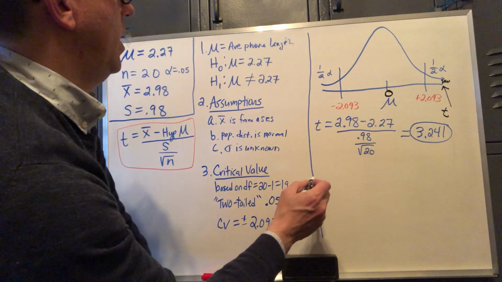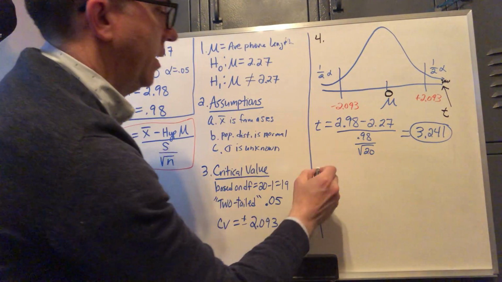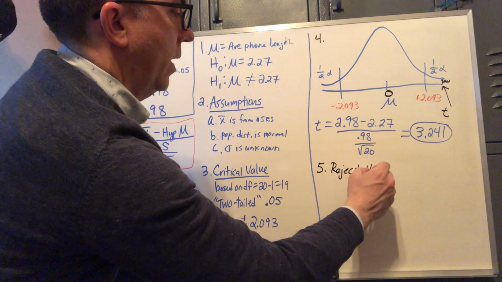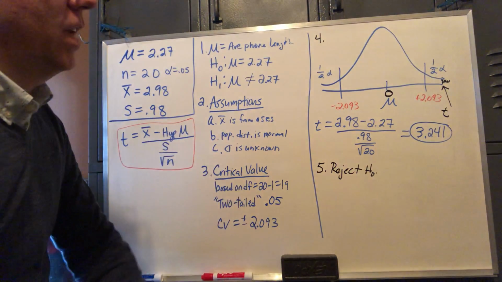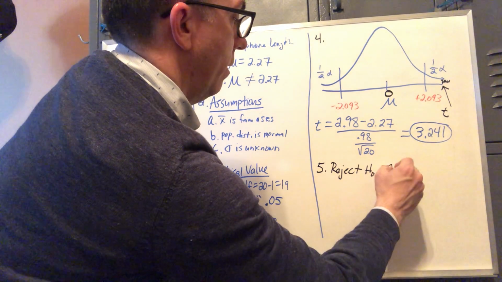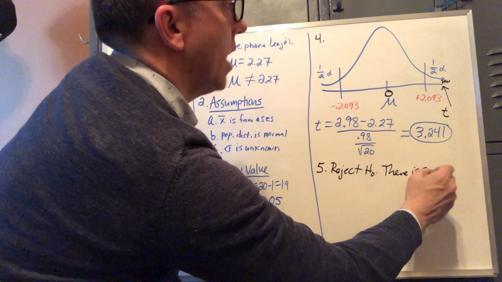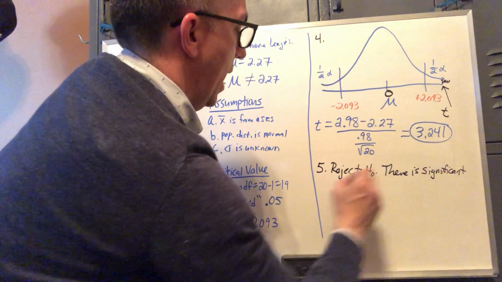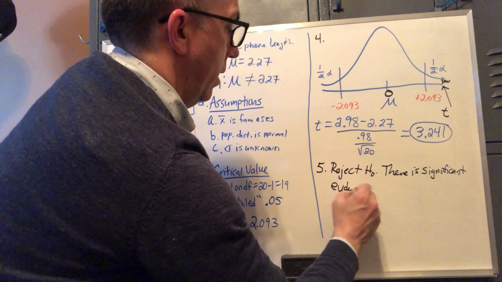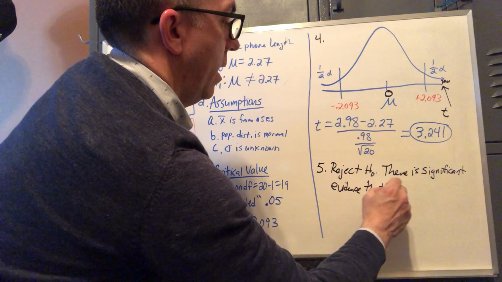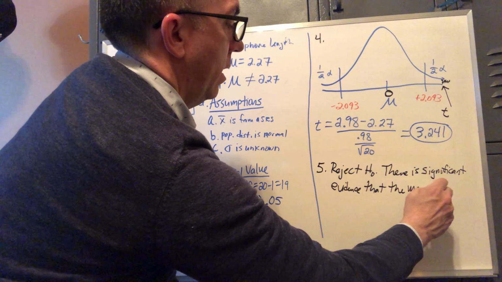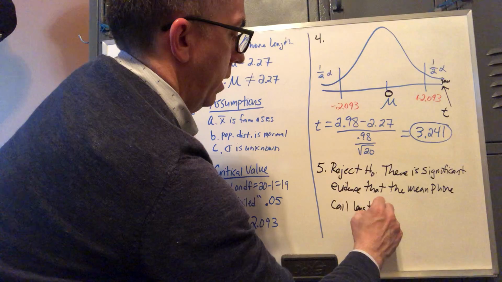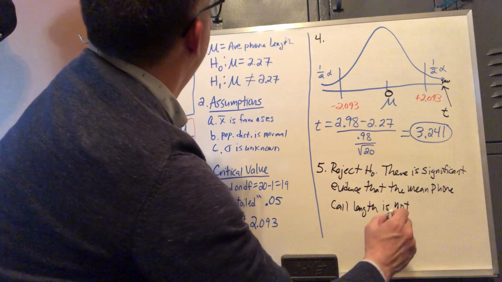So our conclusion, which is, wait, this is step 4. Step 5 is we're going to reject H0, the null hypothesis. And then I write these words the same every time, if you haven't noticed. There is significant evidence that the mean phone call length is not 2.27.